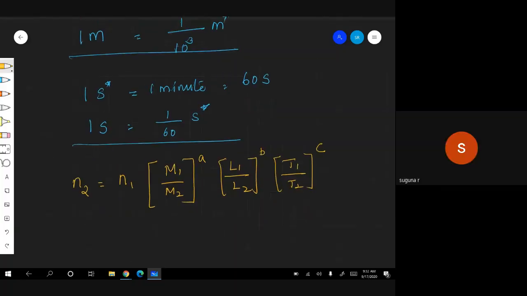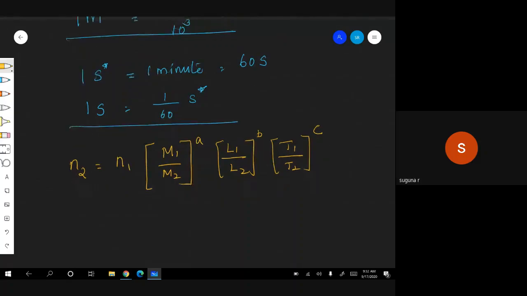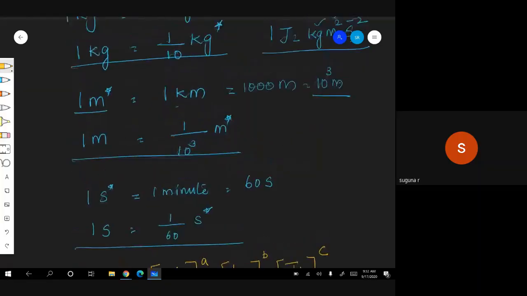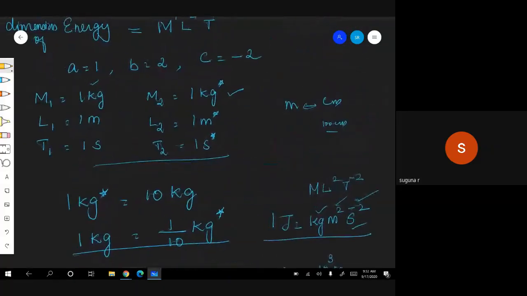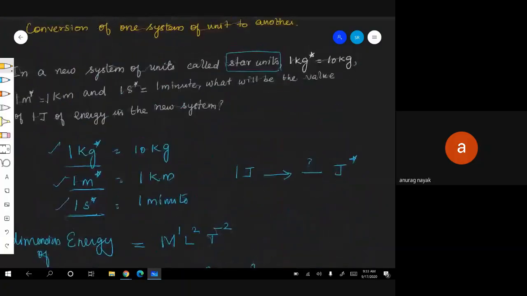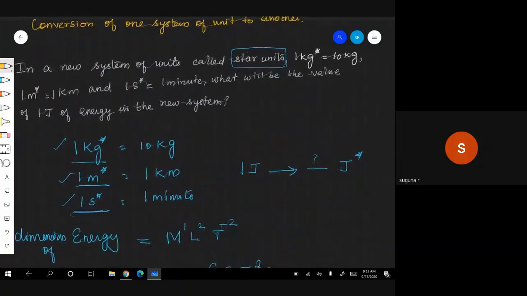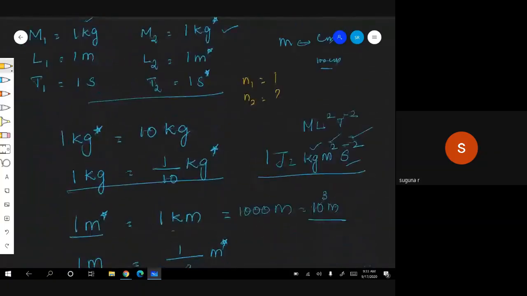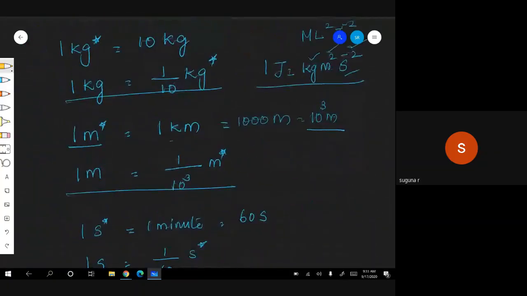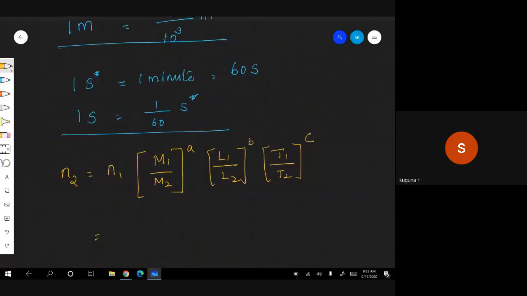Now you have to substitute. Ready made. That is why I have made everything here. N1 is nothing but 1 na? इसमें N1 क्या होता है इसमें? We have not written here. 1 joule only. Therefore N1 is equal to 1. But N2 only you have to find out. Are you following? Now, convert 1 joule of energy into new system. Therefore N1 is 1. N2 is equal to what? Okay. Therefore, now I think it is very easy one.